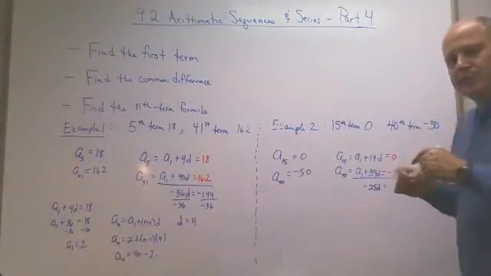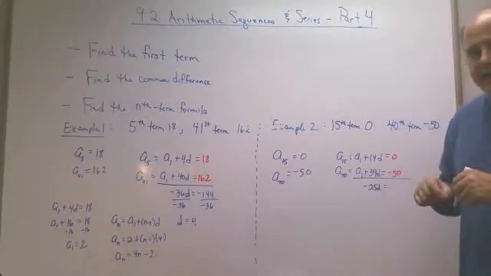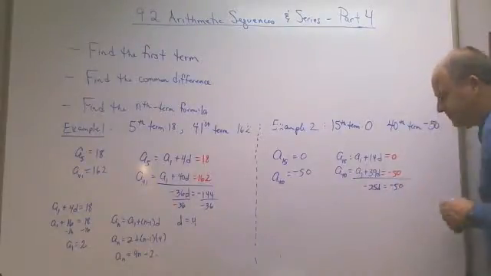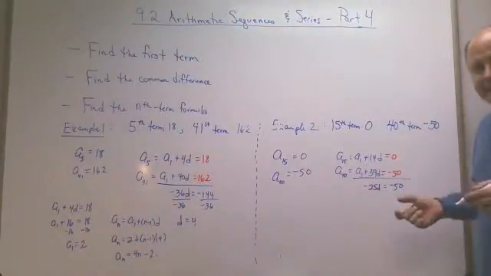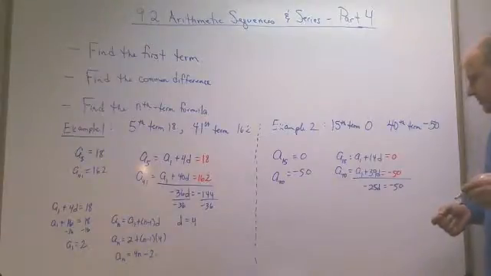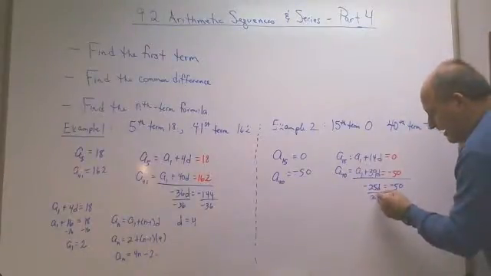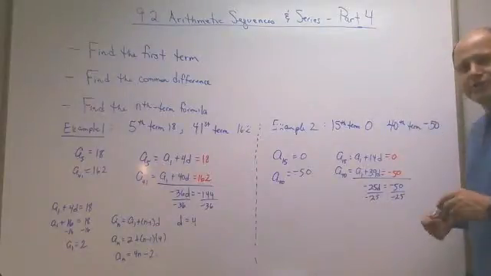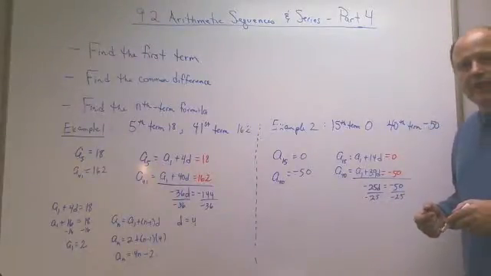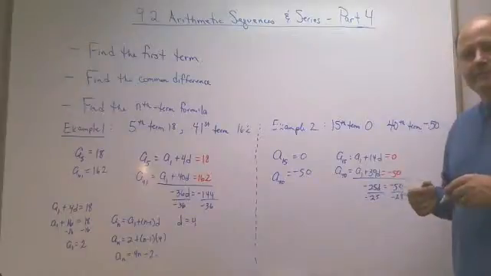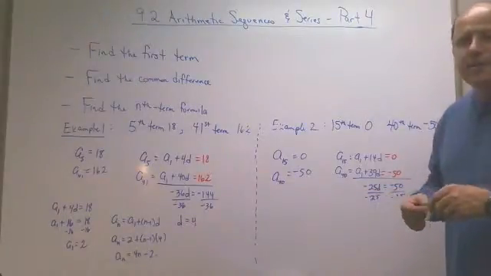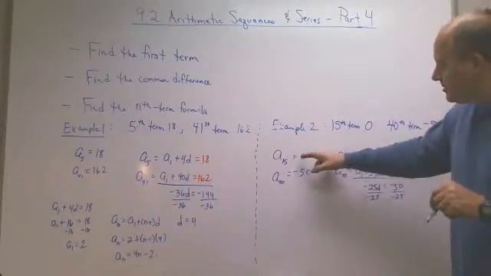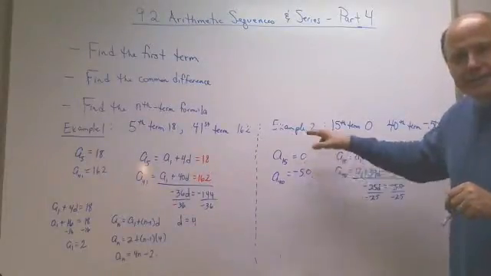Now, here's where people will make their mistake. They'll try to do the math in their head, and then they'll get negative 50 here. That's a mistake, because when you divide both sides by negative 25, the answer looks like it should be 2. And it's very tempting to just say, okay, D is 2 and move on. But 2 can't be right, because the sequence is going down, not up.